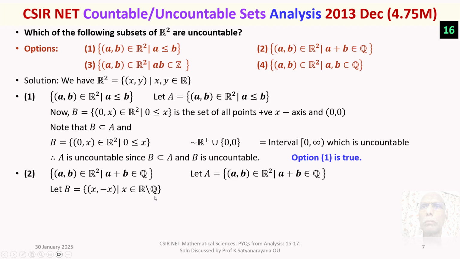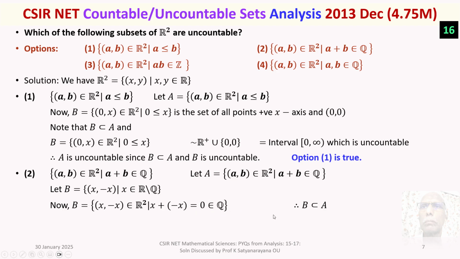Where X is irrational. Irrational means it is irrational. Right. Now B is the set of all ordered pairs (X, minus X) belonging to R square, because every irrational number is a real number, such that their sum is 0, where 0 is a rational number.